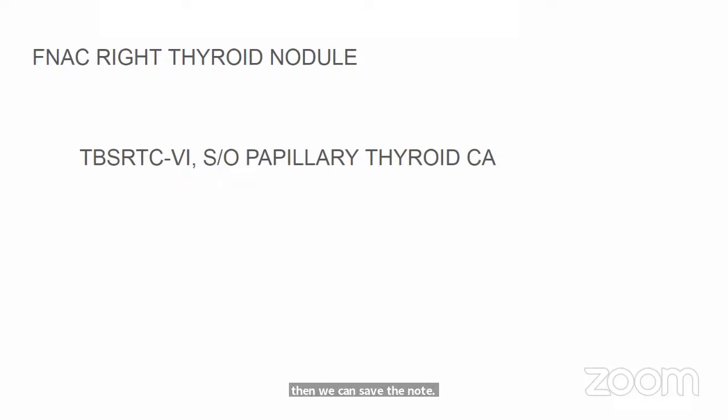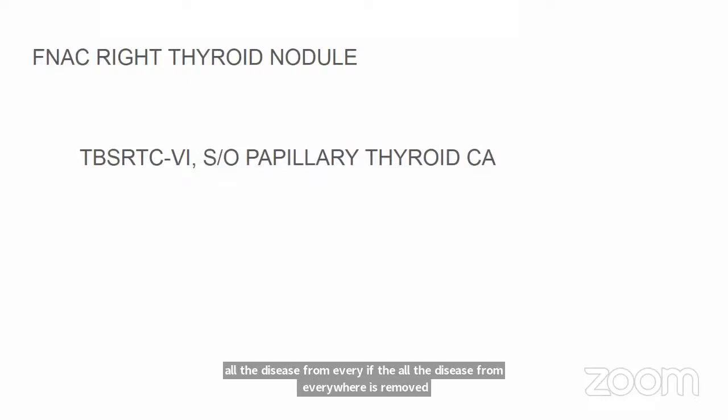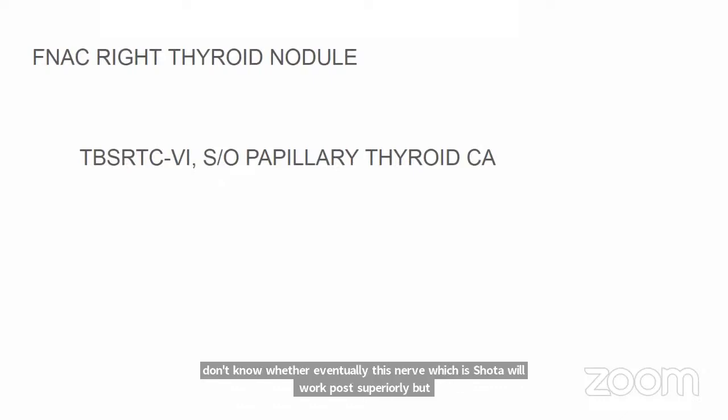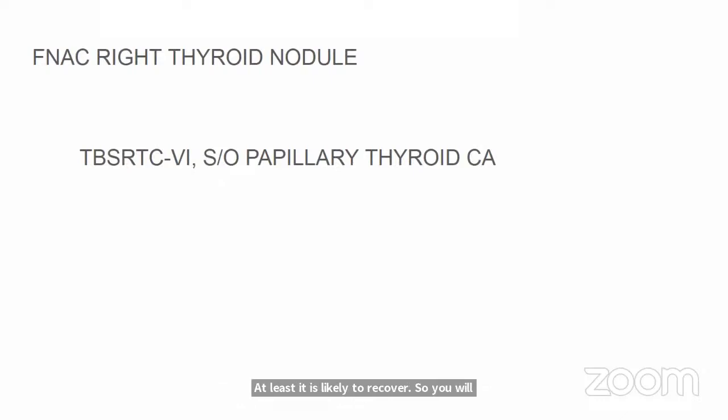If all the disease from everywhere is removed, and if the tumor is involving the sheath, probably we will shave it off and depend on the radioactive iodine therapy. And at least the function of the nerve can be preserved. We don't know whether eventually this nerve which is shaved off will work post-operatively, but at least it is likely to recover. So you will leave behind the nerve. But if it is gross disease, a very bad disease, and you are likely to leave behind a significant disease, then you will definitely sacrifice the nerve. But you will save the opposite nerve first and then come and sacrifice on this side.